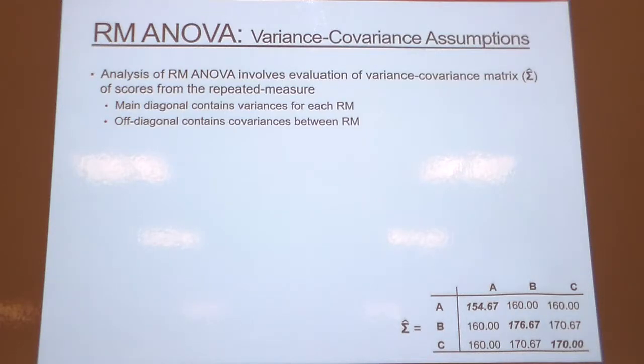But I want you to understand that in a repeated measures ANOVA, we're looking at a variance covariance matrix, kind of like what we have down here, right? In this case, we have treatment A, B, and C, A, B, and C. In the diagonal, this is the variance of each one of our repeated measures. In the off diagonal, this is the covariance. So the variance is, for each repeated measure, the variance of scores for that measure. Katie, what's covariance? You remember? Anybody remember what covariance is?